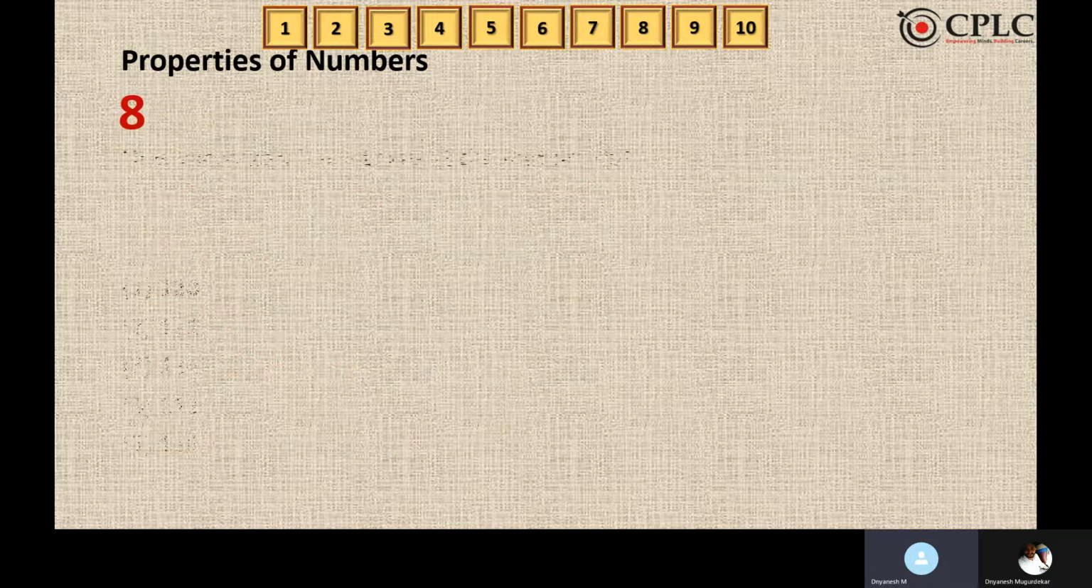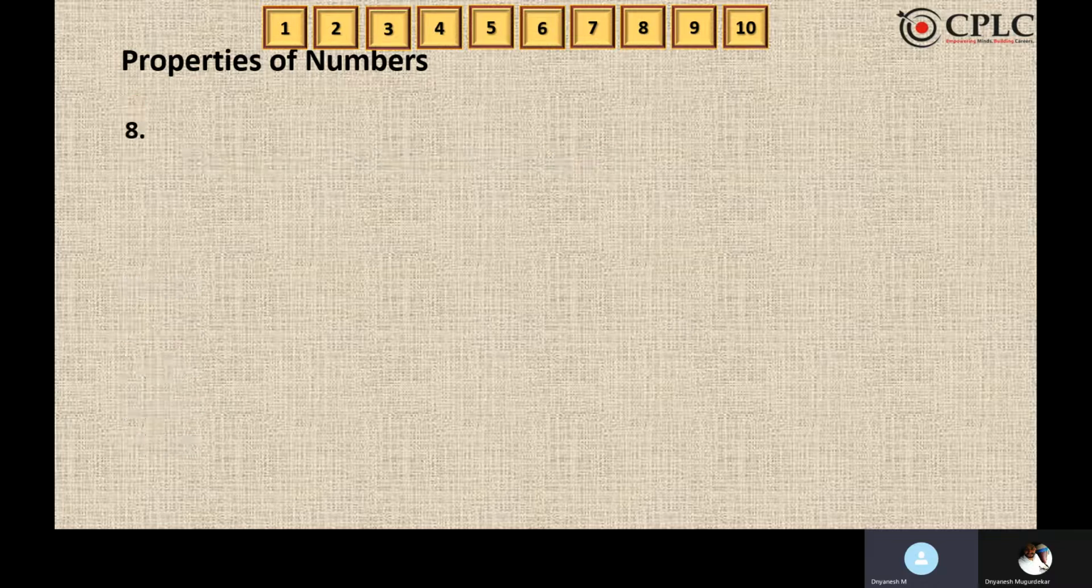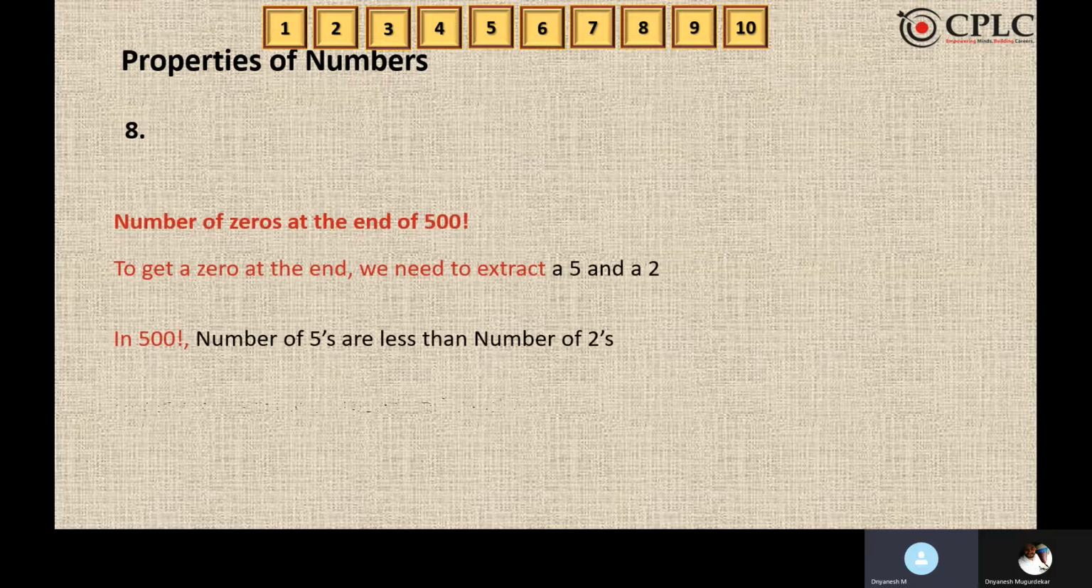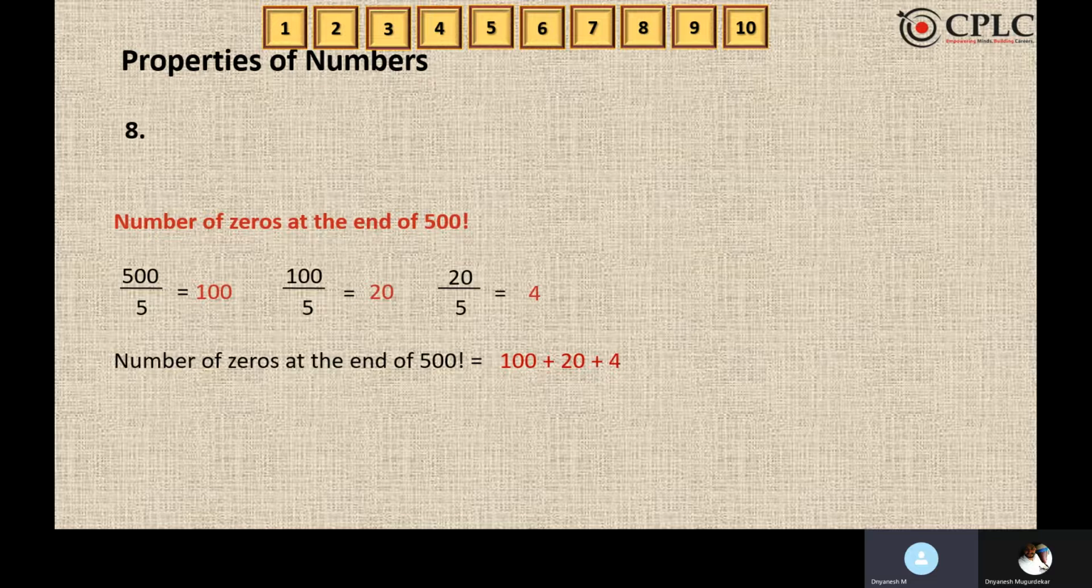Eighth one is something that we had done in the concept part already. Zeros at the end of 500 factorial. Zeros is tens, tens is 5. So the number of fives at the end of 500 factorial, which is 124. We had already got that.